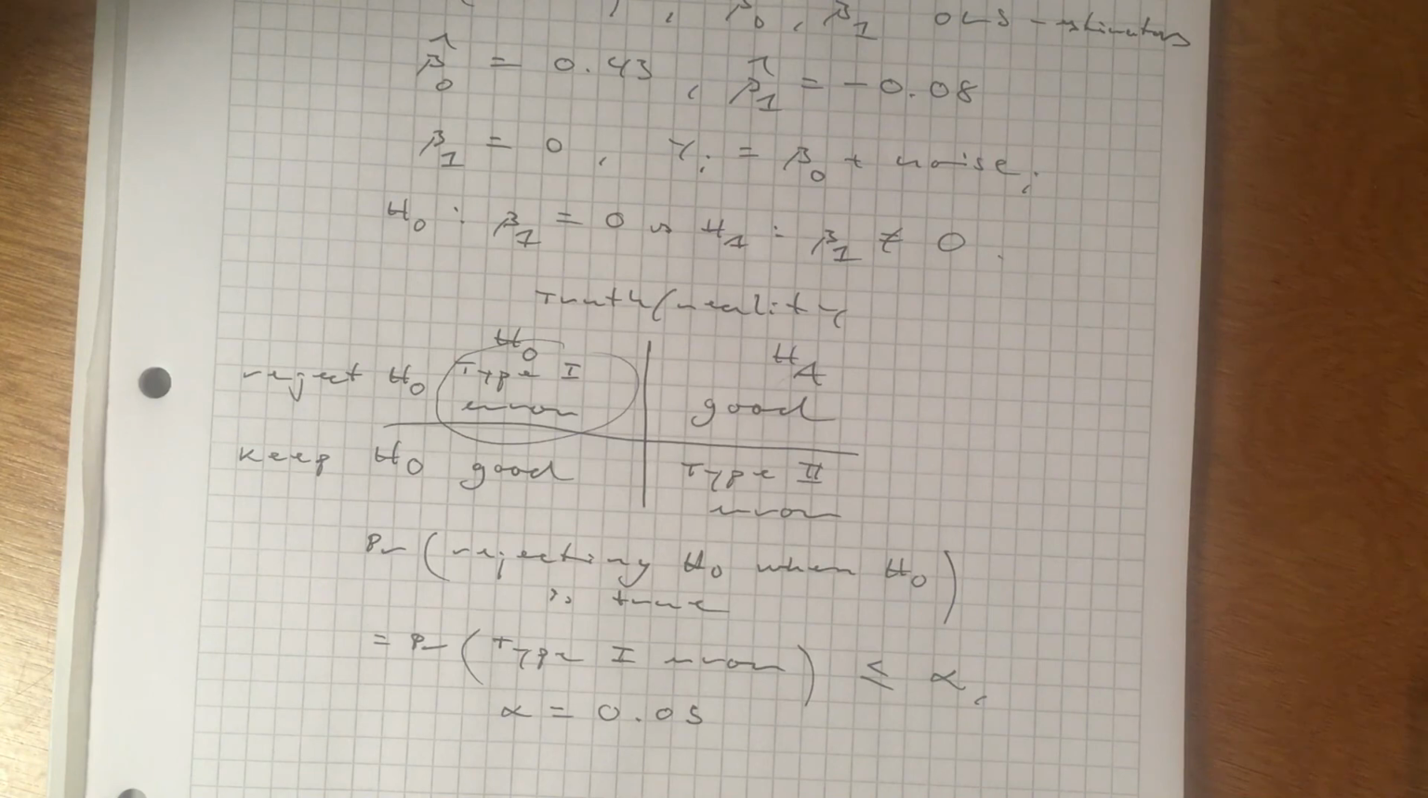Okay. So now we talked about error probabilities, that we can construct tests where we control the probability of committing a type 1 error. And now we need some means by which to test this hypothesis. And that will lead us to test statistics, which will be the topic of the next video.